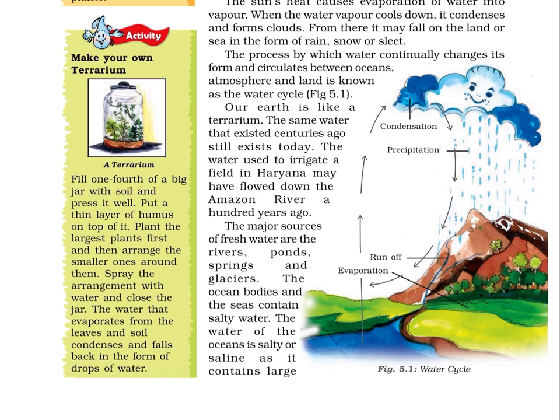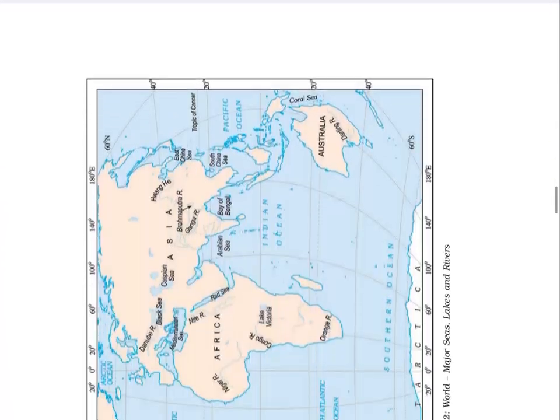Our earth is like a terrarium. The same water that existed centuries ago still exists today. The water used to irrigate a field in Haryana may have flowed down the Amazon River 100 years ago. The major sources of fresh water are the rivers, ponds, springs, and glaciers. The ocean bodies and the seas contain salty water. The water of the oceans is salty or saline as it contains large amount of dissolved salts.